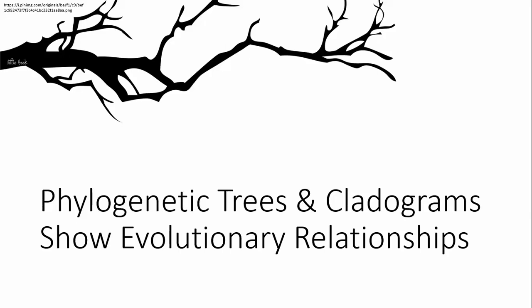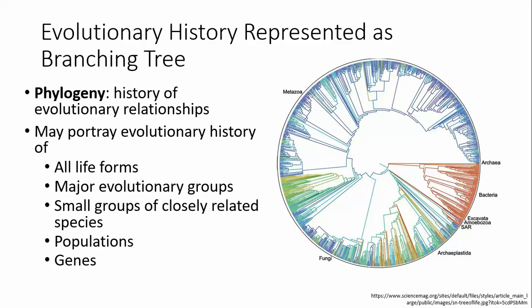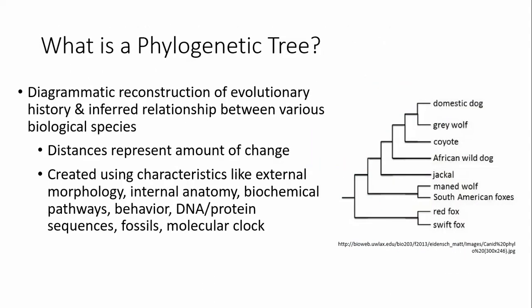We're going to talk primarily about phylogenetic trees and cladograms, and these are diagrams that are used to show evolutionary relationships. You may not have seen one like this one yet, although I do have a necklace that I occasionally wear which has a simplified version of this. But this image is showing a phylogenetic tree showing the relationships of all the organisms on the planet to each other.